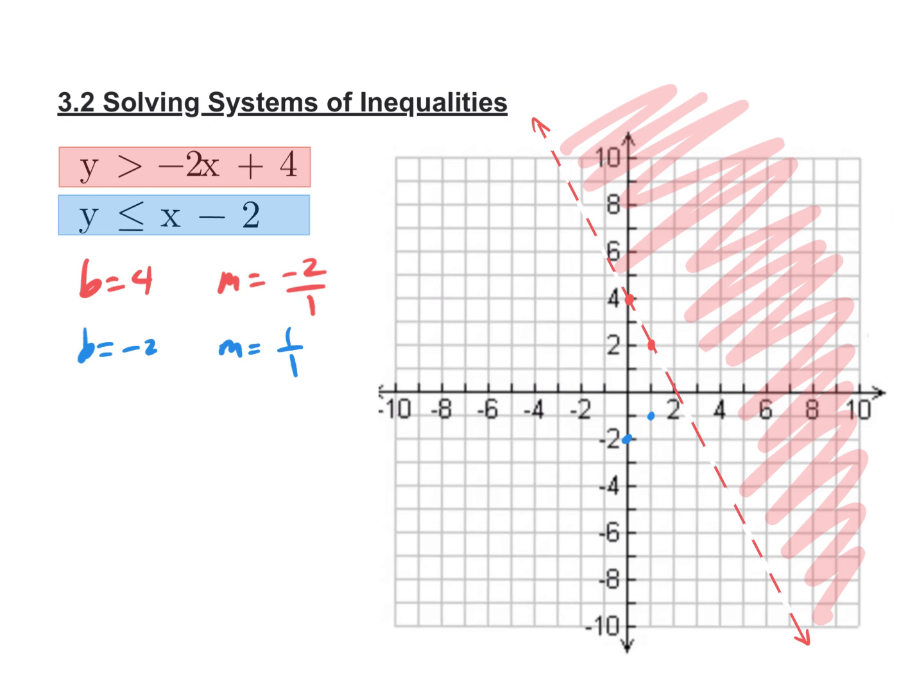Solid or dotted? Solid. Okay. Or equal to, so it is solid. All right. Am I shading above or below the line? How do you know? Less than, below. Okay, less than, below. So I'm shading down here.